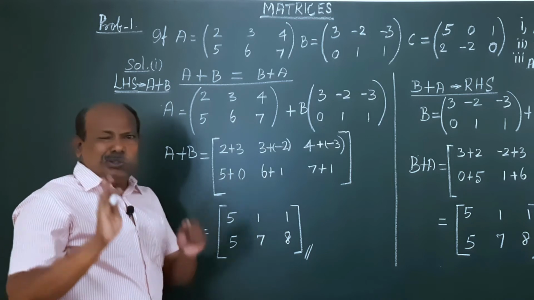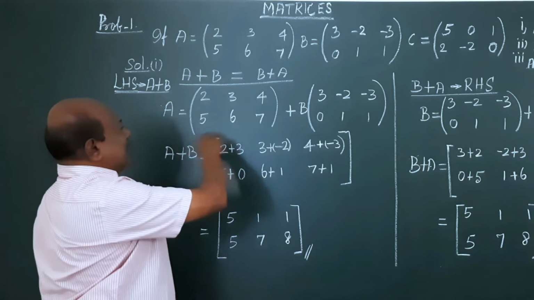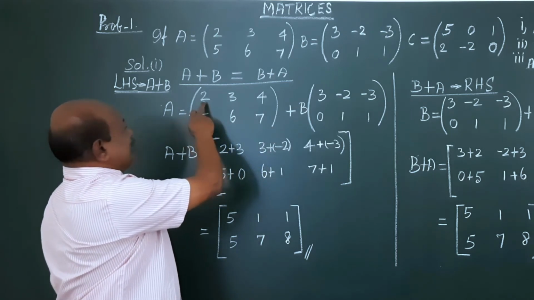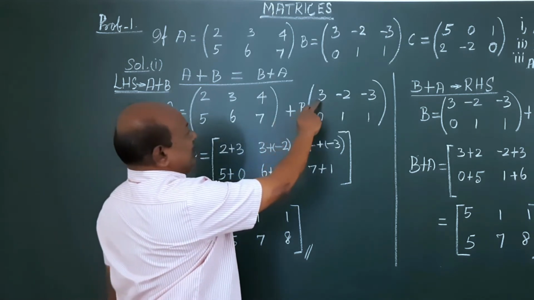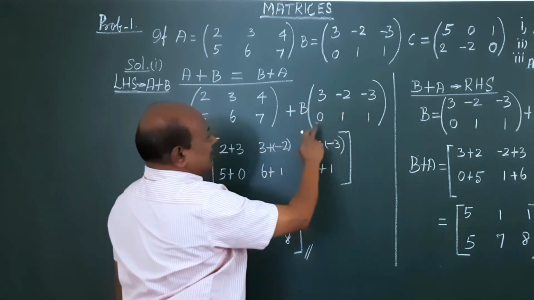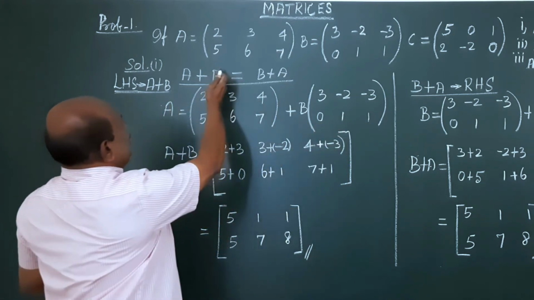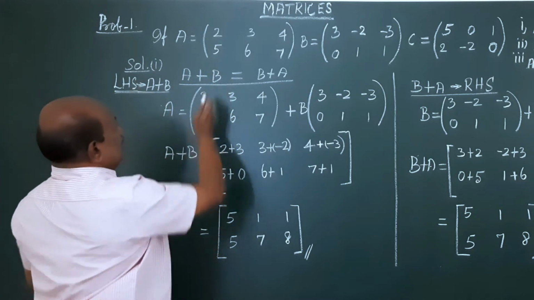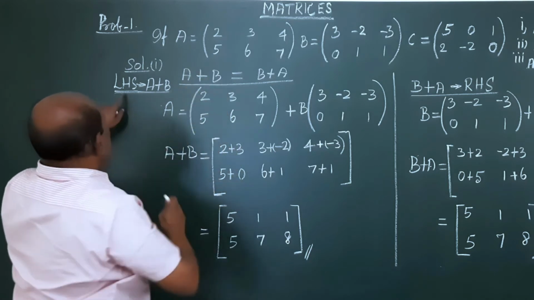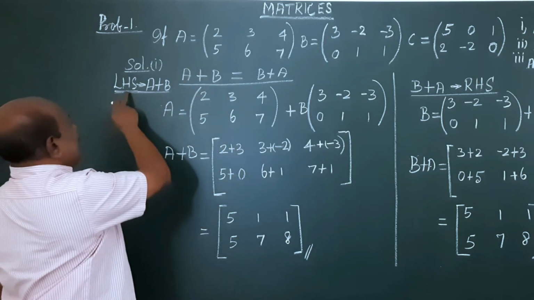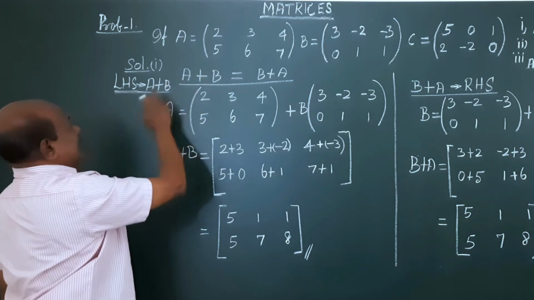That is the usual convention in the matrix. Here, A matrix is there. A equal to 2, 3, 4, 5, 6, 7 plus B matrix 3, minus 2, minus 3, 0, 1, 1. Now, this is called left hand side. We are going to work out this part, that is A plus B. That is left hand side, LHS. It denotes left hand side. Now, we are going to work out the left hand side.